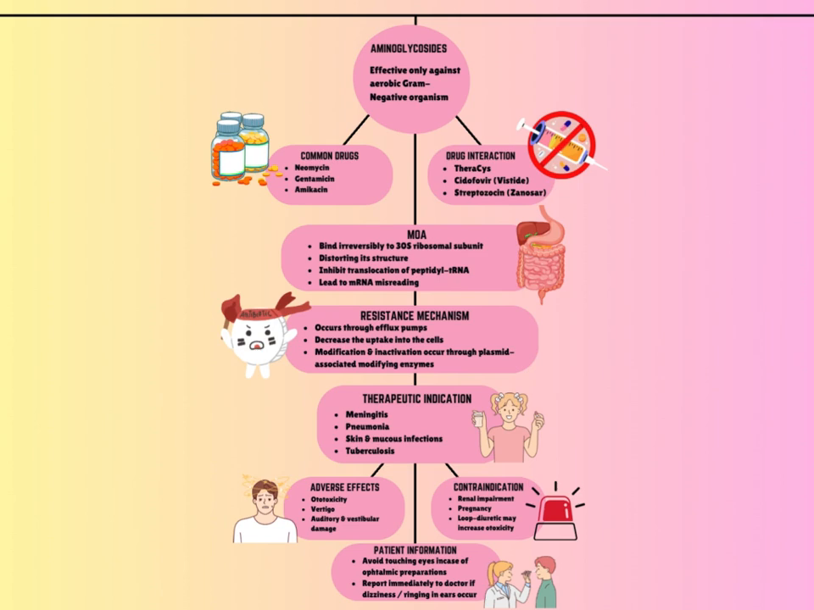Most importantly, avoid using aminoglycosides with a patient with a renal impairment. Besides, never use these drugs with pregnant women as it can cause fetal harm that will affect its hearing. Other than that, combination of aminoglycosides with loop diuretic drugs may increase its ototoxicity. For the patient information, it is crucial for the patient to avoid touching their eyes in case of ophthalmic preparations. Besides, please refer or report to the doctor immediately if any dizziness or ringing in ears occurs.